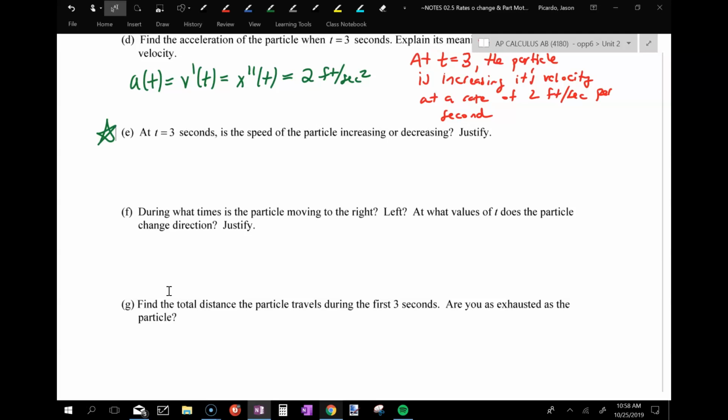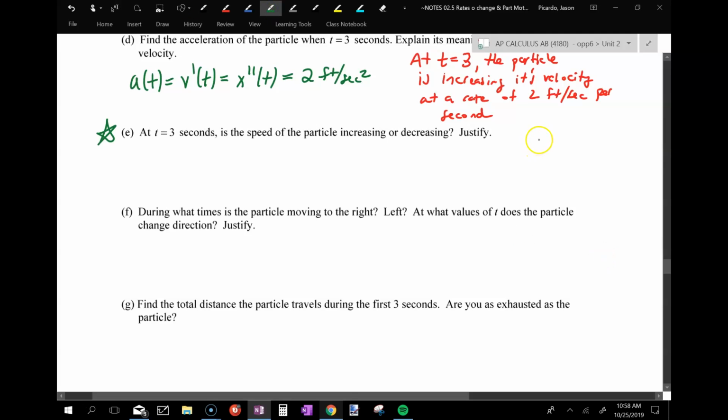So I would create a little chart here, guys, and what I would do is this. I would say we're going to analyze V and A, and we have 4 scenarios, right? I can have a positive and a positive, which means I am increasing speed. I can have a negative and a negative, which means I'm going to increase. I can have a positive and a negative, or a negative and a positive. In both cases, I'm going to decrease.